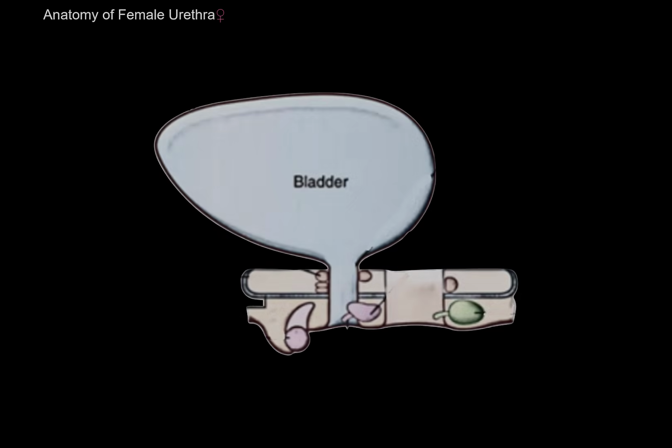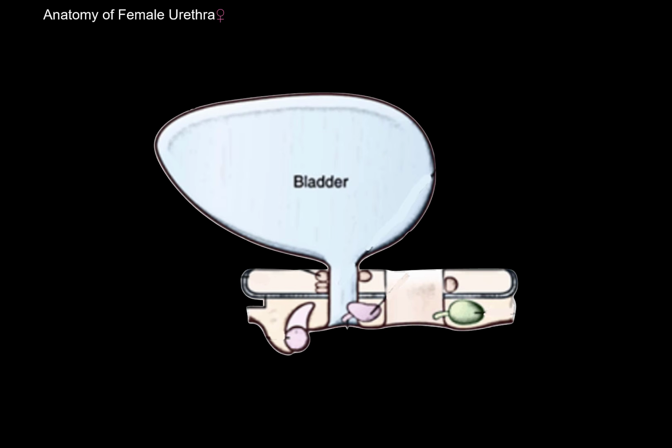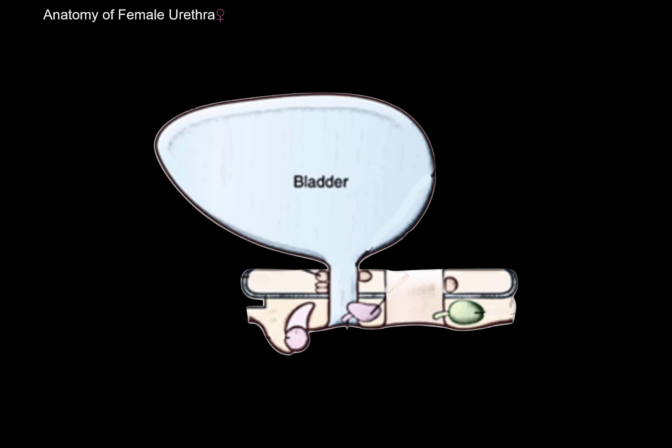And now, next we have the female urethra. For orientation's sake, the bladder is here and the vaginal opening is here. So the female urethra is this short tube right here, which measures around 2.5 to 4 centimeters long and about 8 to 12 millimeters in diameter. So it's much shorter than the male urethra, but larger in diameter, which is the reason why the female urethra may be prone to leakage of urine more than the male urethra. However, we're still going to have the same structures as the male urethra.